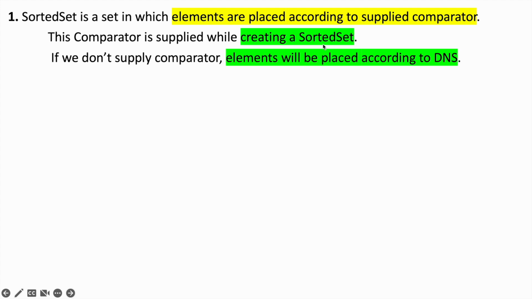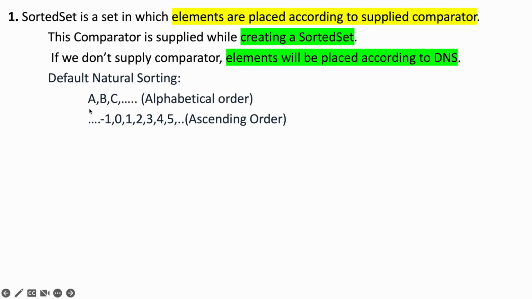If you don't supply a comparator, elements will be placed according to the default natural sorting order. What is the default natural sorting order? For example, if we have alphabets, they will be placed as A, B, C, D. If we have numbers, ascending order. So a sorted set is a set in which elements will be ordered according to some sorting order. Duplicate elements are not allowed. So a sorted set also does not allow duplicate elements.